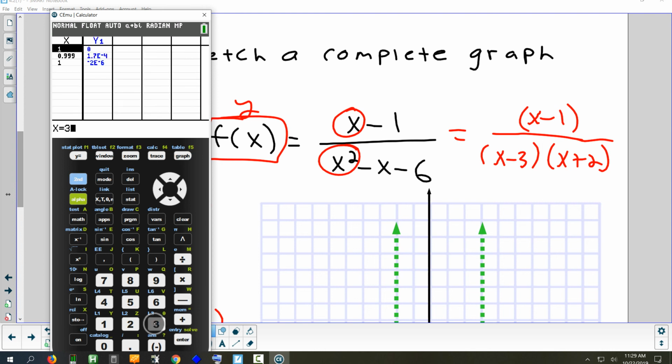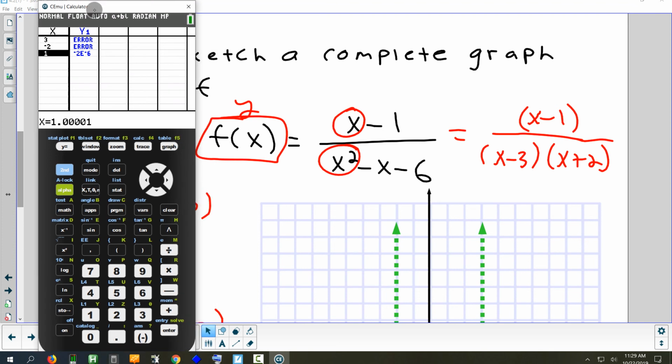Now, don't put in 3. I already know what's going to happen if you do that. You get an error. And don't put in -2. I want to put in values close. So what's a value that's extremely close to -2, but a little bit more negative? Like to the left of -2. -2.001. Let's see what happens.